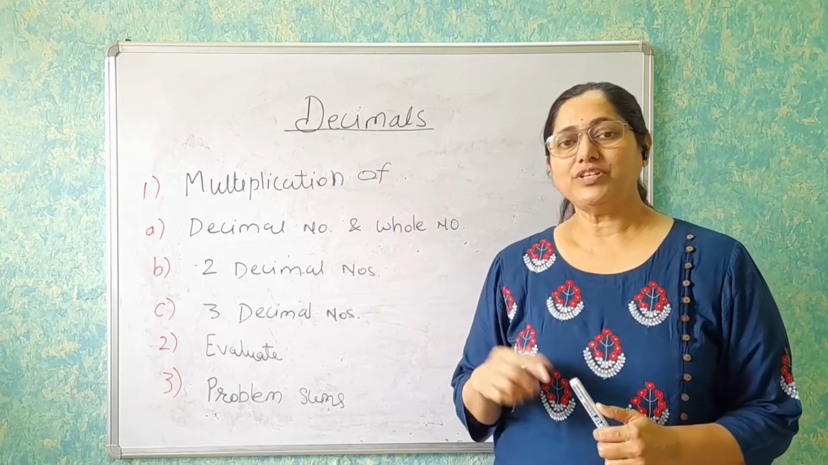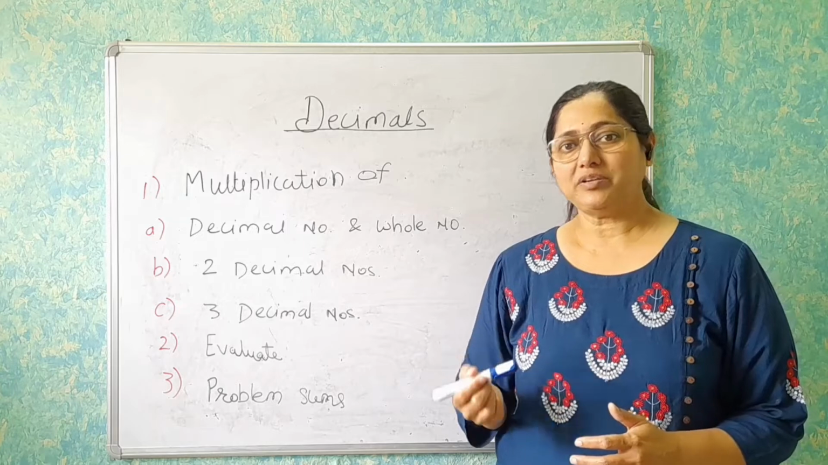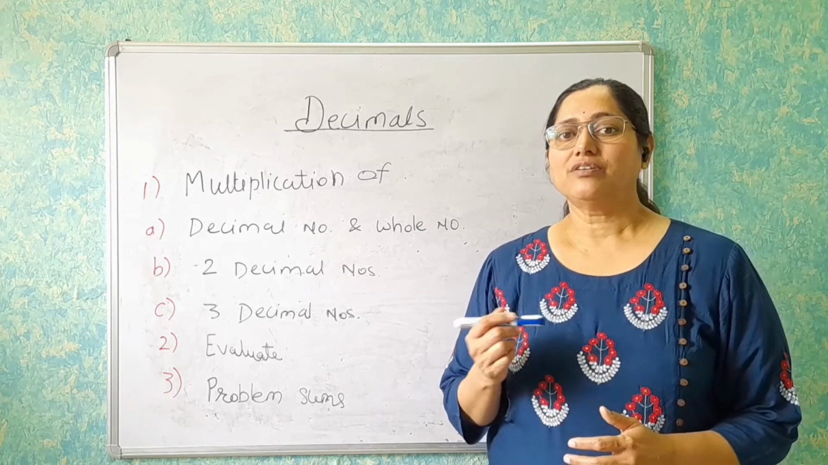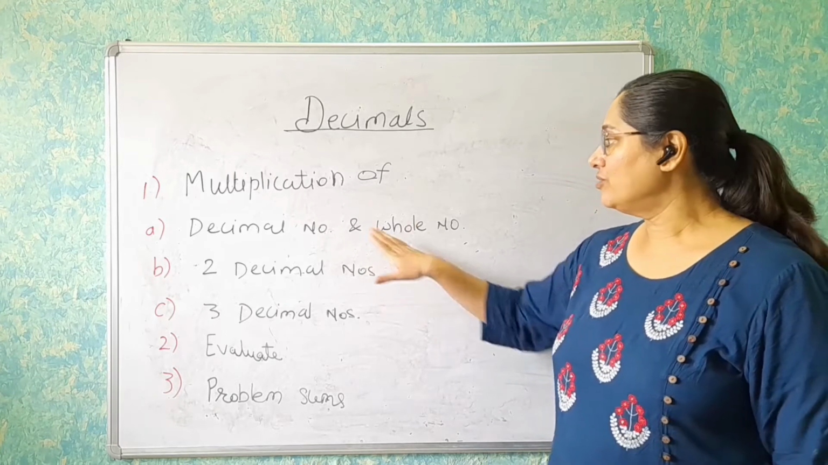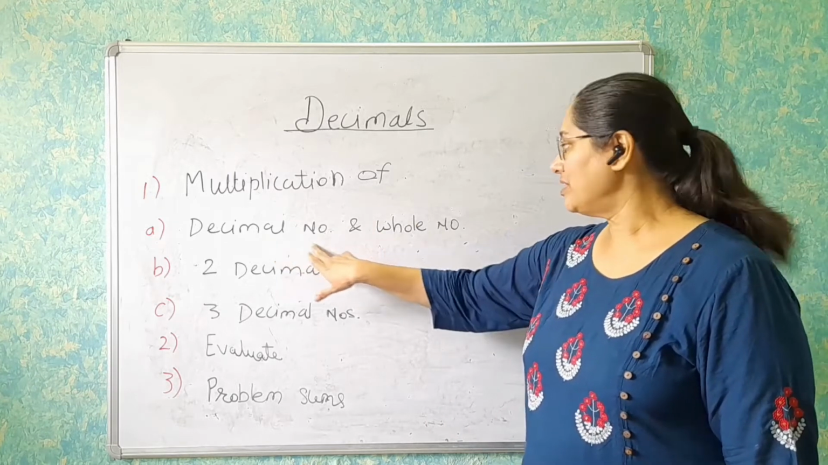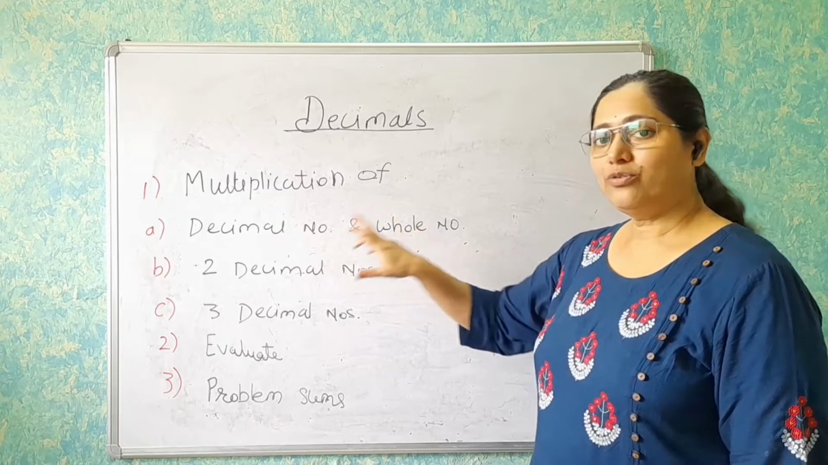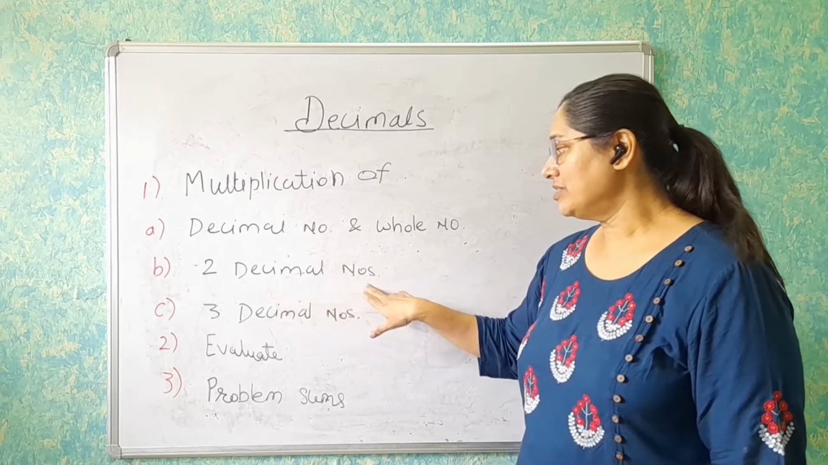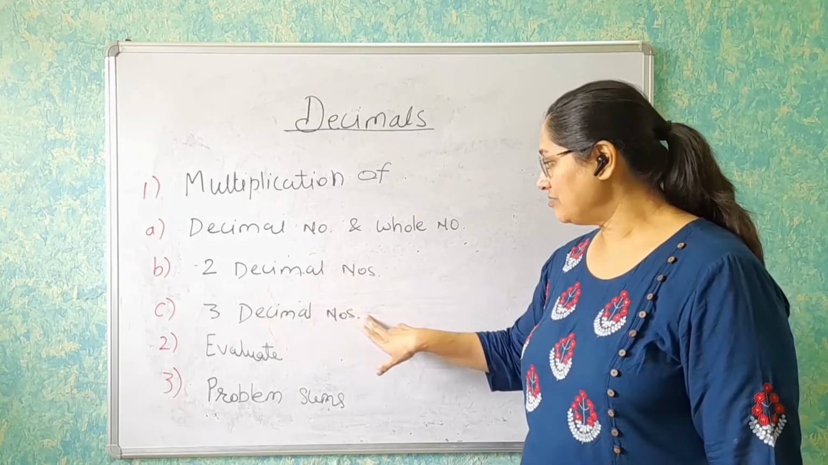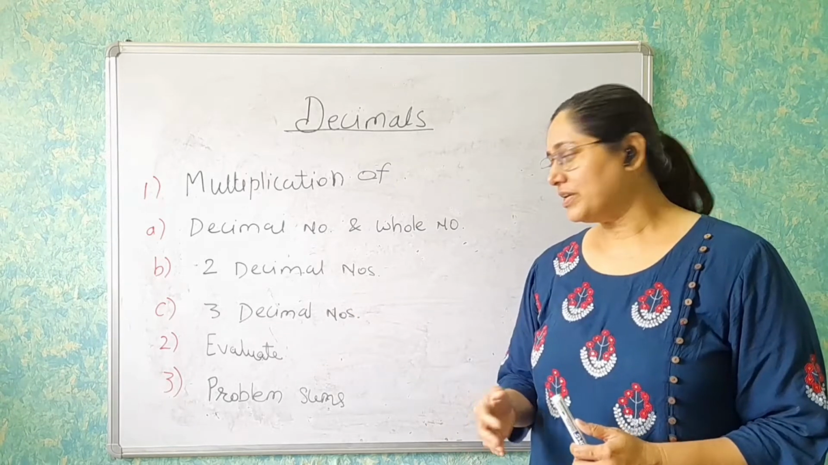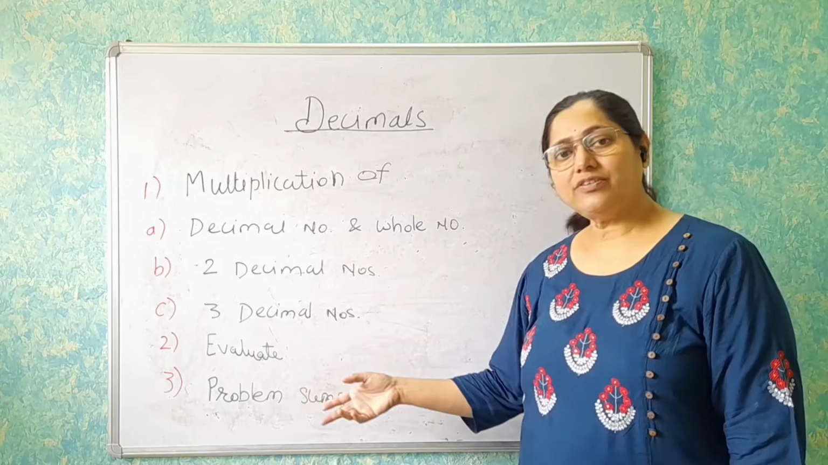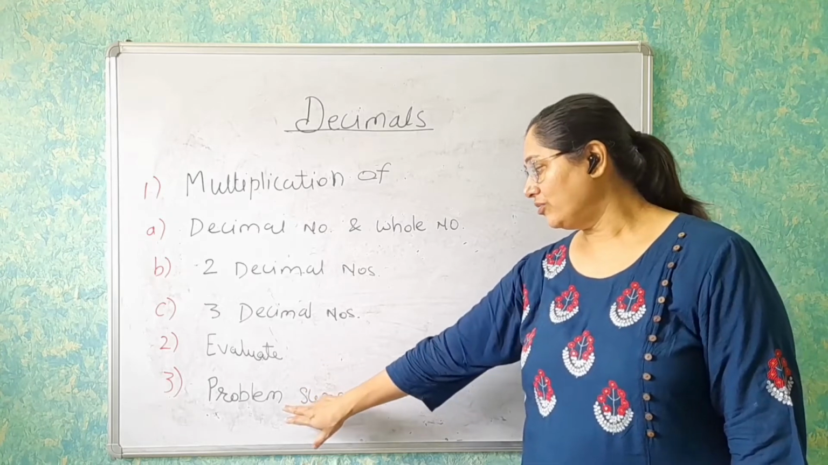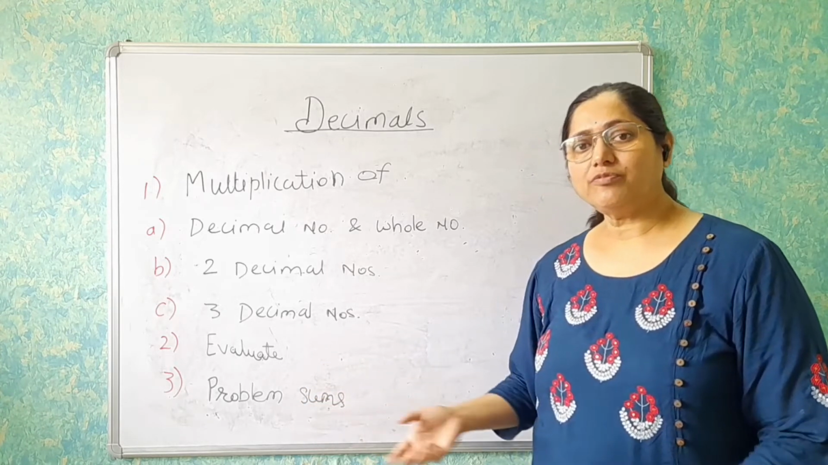Let's start with multiplication of decimal numbers. In my previous video, I explained how to multiply and divide decimal numbers by 10, 100 or 1000. In this video, I will explain how to multiply a decimal number with a whole number, how to multiply two decimal numbers, and how to multiply three decimal numbers. I will also explain how to evaluate squares and cubes. And then in our last segment, we will find out how to deal with problem sums of multiplication.